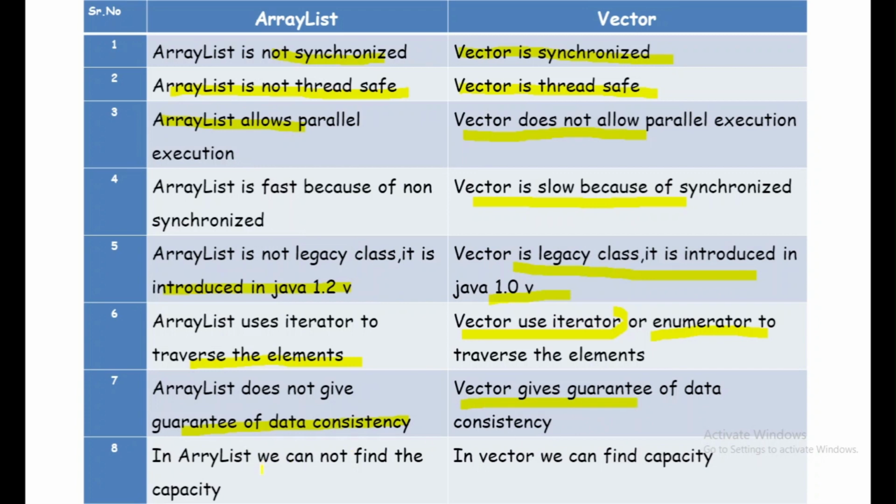In ArrayList we cannot find the capacity, but in Vector we can find the capacity.